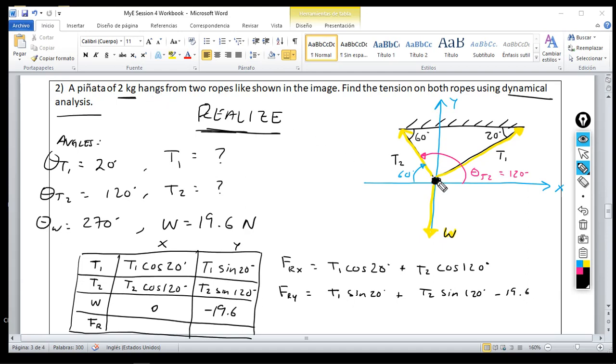When you hang a piñata from the ceiling, and if there is no wind or anything like that, it's just going to remain there, static. And that means that all the forces acting upon it sum to zero. Therefore, the resultant force is zero, and therefore, this value and this value have to be zero. So I'm going to make that substitution. This and this will be zero.